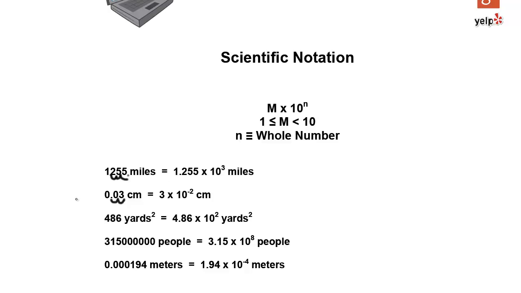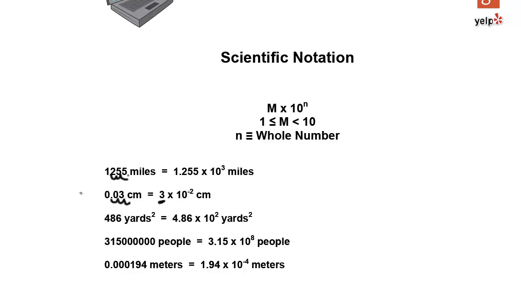Now, if I brought it over a third time, then that would be 30, and that would make this too big. So you know when to stop as long as the m, which is right here, is greater than or equal to 1 and less than 10. And notice that we're just using whole numbers. And of course, we're including our units. So 0.03 centimeters is going to be 3 times 10 to the negative 2 centimeters.